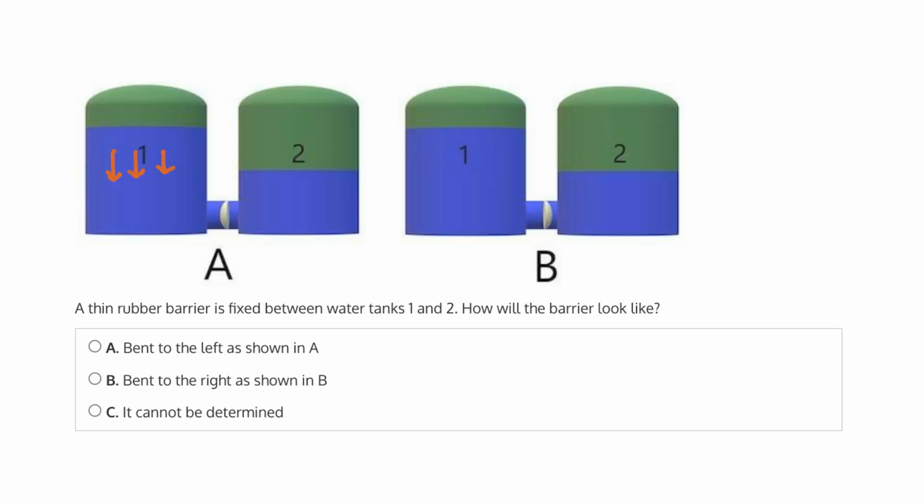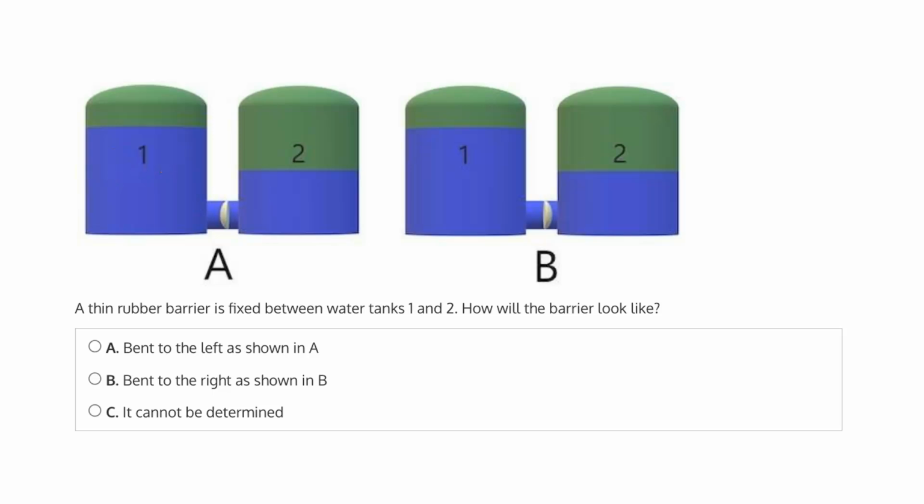So for example, in tank 1, where we have more water, we're going to have greater hydrostatic pressure compared to tank 2, which has much less water, and therefore the total weight of water above this position of the rubber barrier will be less. So we expect greater pressure in tank 1 than tank 2.